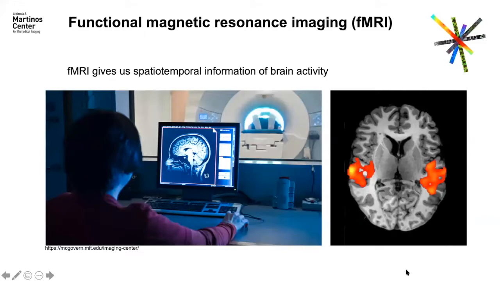So fMRI gives us spatiotemporal information of brain activity. For example, here on the right side, you can see those yellow-orange blobs on top of anatomical MRI. And those tell that something is happening probably in the auditory areas. So with fMRI, we can make inferences what brain areas are engaged in some sensory or cognitive tasks, or we can, for example, measure functional connectivity between different brain areas.